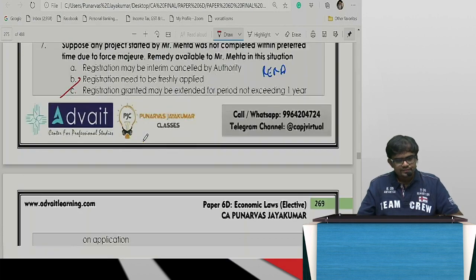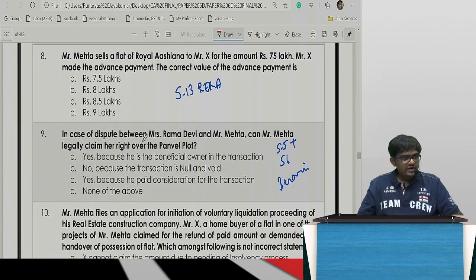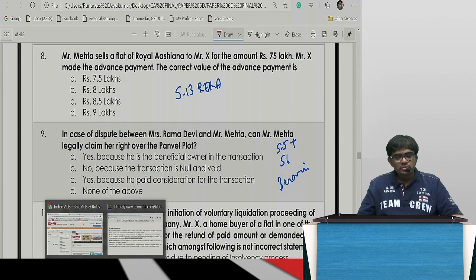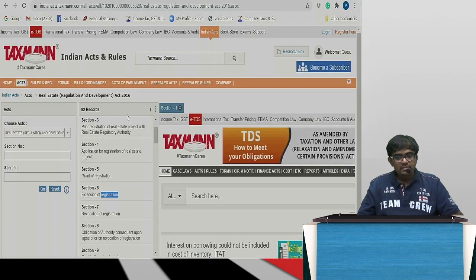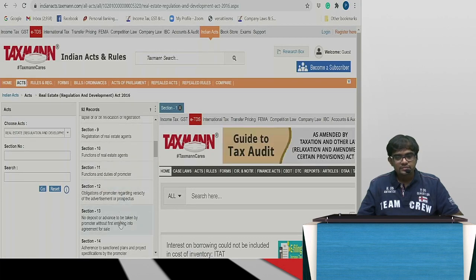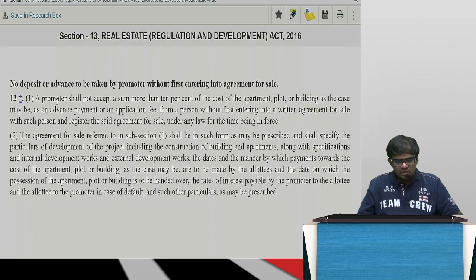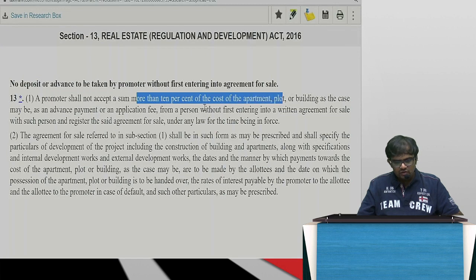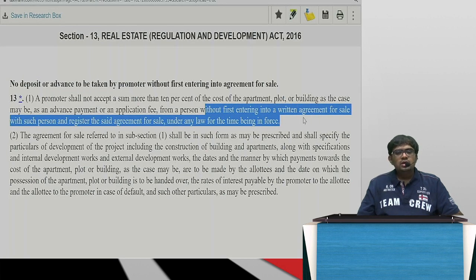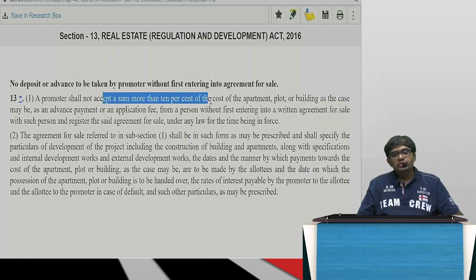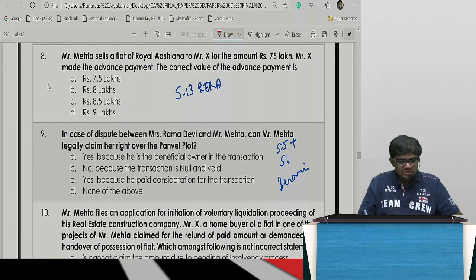Directly they'll give. Next. Mehta sells a flat of Royal Ashiana for the amount of 75 lakhs and makes an advance payment. Guys, what should be the advance payment? The maximum that you can take. Remember, section 13, agreement for sale has to be done. Promoter shall not accept a sum of more than 10% of the cost without first entering into an agreement for sale. But the maximum amount you can receive is 10%. 10% of 75 lakhs is how much? 7.5 lakhs. So easy, guys.